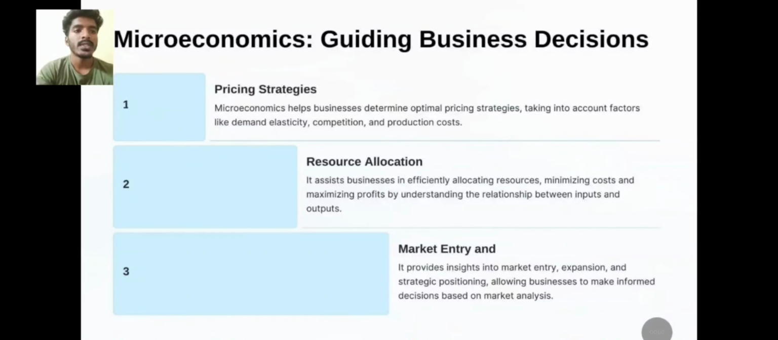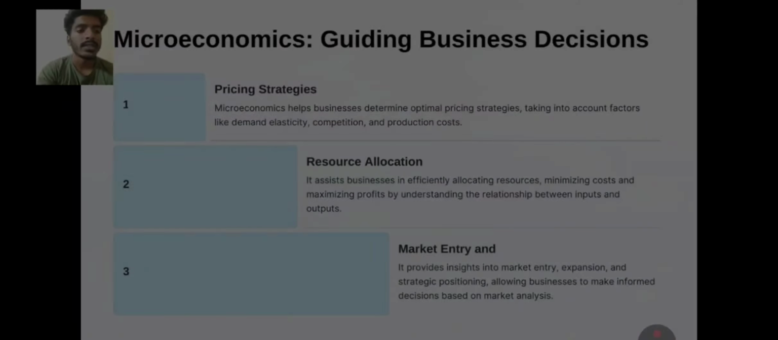Microeconomics guiding business decisions. Pricing strategies. Microeconomics helps businesses determine optimal pricing strategies, taking into account factors like demand elasticity, competition, and production costs. Resource allocation. It assists businesses in efficiently allocating resources, minimizing costs, and maximizing profits by understanding the relationship between inputs and outputs. Market entry. It provides insights into market entry, expansion, and strategic positioning, allowing businesses to make informed decisions based on market analysis.